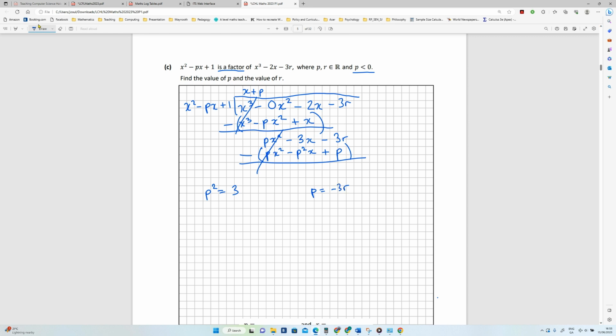Okay, so if p squared is equal to 3, then p is equal to plus or minus root 3. But we've been told up here that p is less than 0, so in fact the plus one is not the right one, the other one is. So p is actually minus root 3.